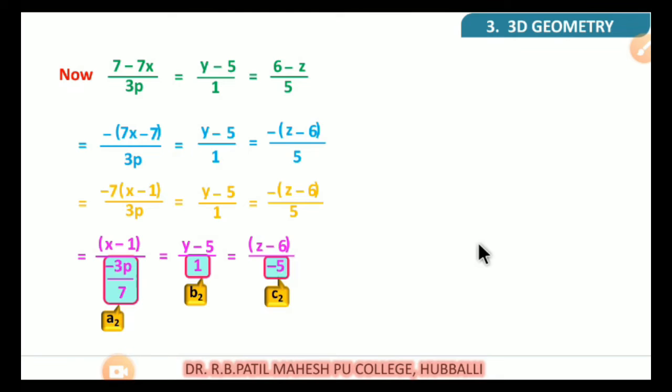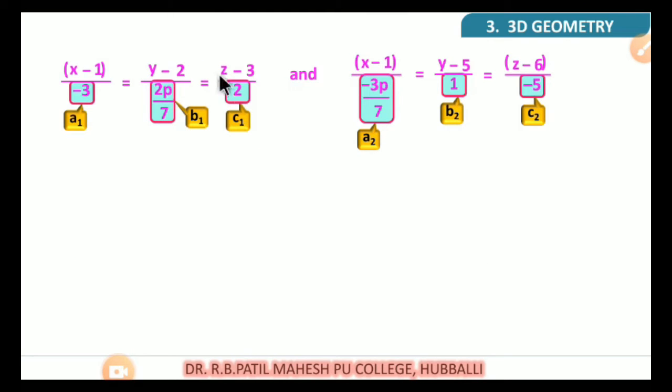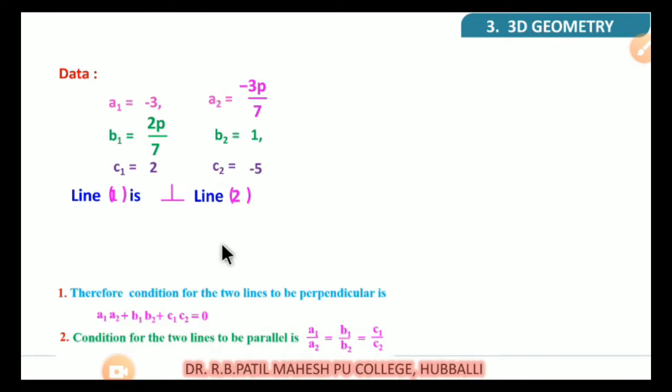Therefore, now after considering these two lines' direction ratios, we can take the data. A1 is equal to minus 3, B1 is equal to 2p by 7, C1 is equal to 2, A2 is equal to minus 3p by 7, B2 is equal to 1, C2 is equal to minus 5. Now, already they have given that both lines are at right angles, meaning both are perpendicular lines. So line 1 is perpendicular to line 2.